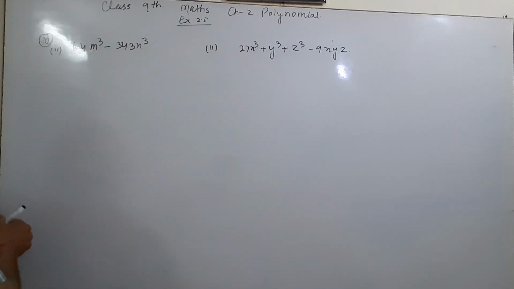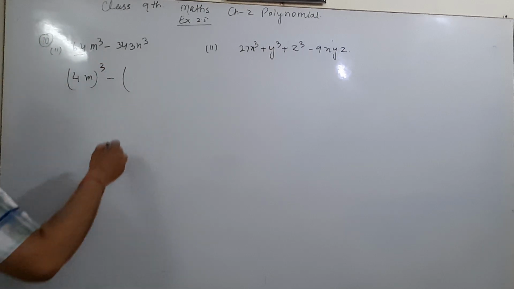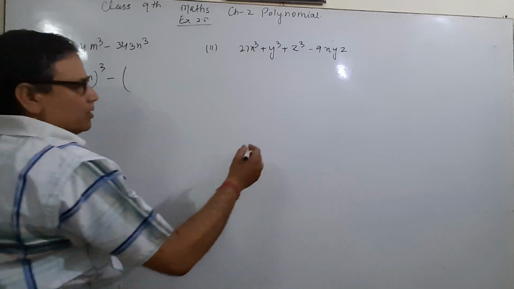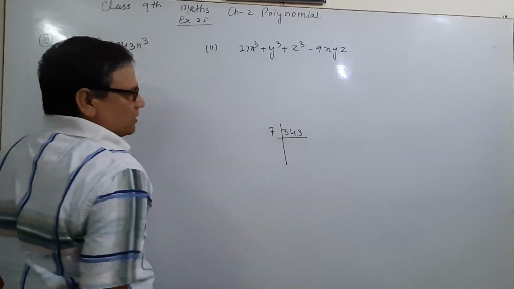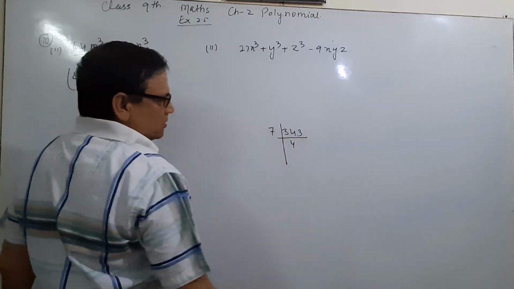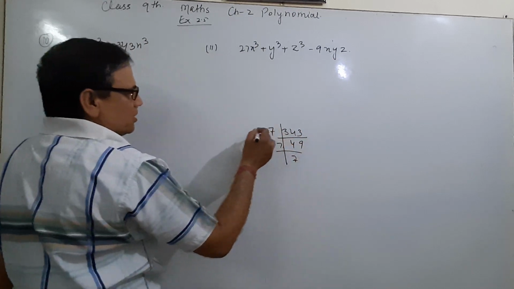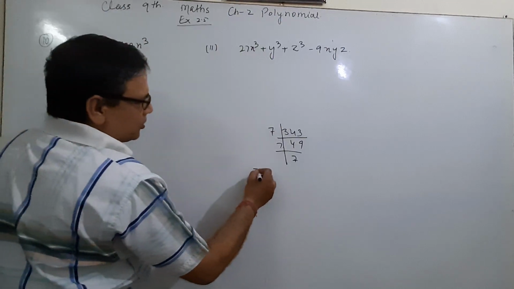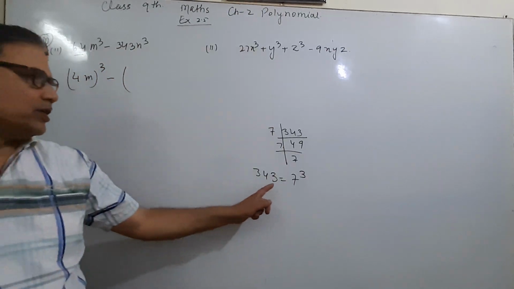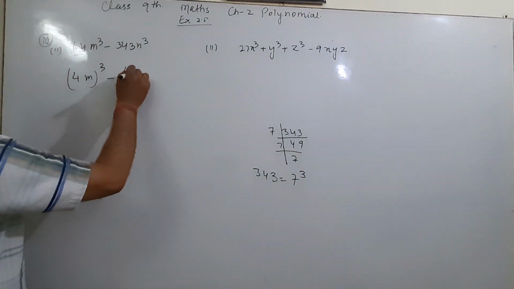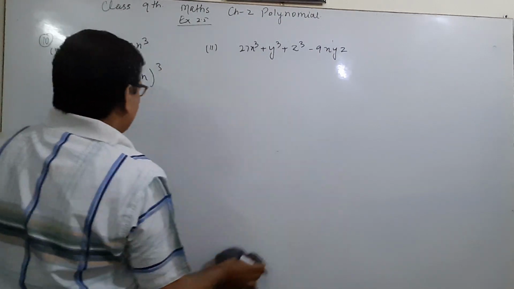Is it clear? It means 64m cubed is (4m) whole cubed, minus, and 343 is the cube of 7. You have to keep it in mind: 343 is the cube of 7. How? This is in the table of 7: 7 fours are 28, 7 nines are 63, 7 sevens are 49. It means 343 is the cube of 7. So we can write (7n) whole cubed.